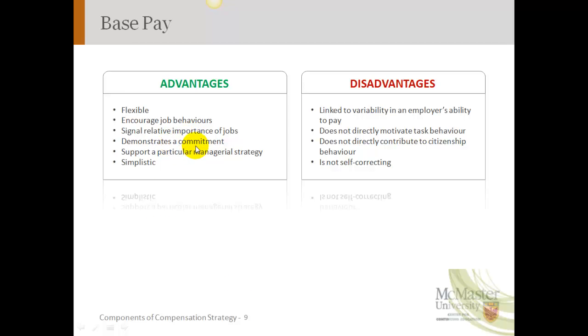It demonstrates a commitment. So again, employees know their employer is committed to paying them that amount, and it supports what we would call a particular managerial strategy. So base pay usually satisfies classical and human relation strategy, and it is pretty simplistic. Disadvantages: it could be linked to variability in an employer's ability to pay. So for example, if profits are down, an employer might say, well, on average, we've given 4.5% base pay increases. We can't do that in this economy. Maybe it's going to be zero. Maybe it's going to be 1%. So again, if the employer can't pay, then your base pay may not go up as much as you wanted it to. It doesn't really directly motivate any task behavior.